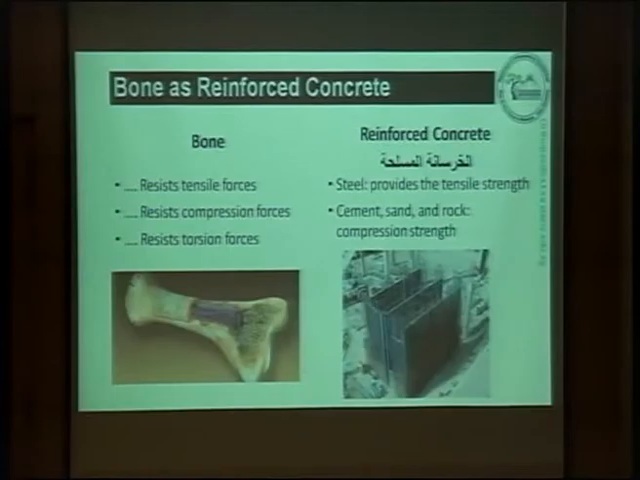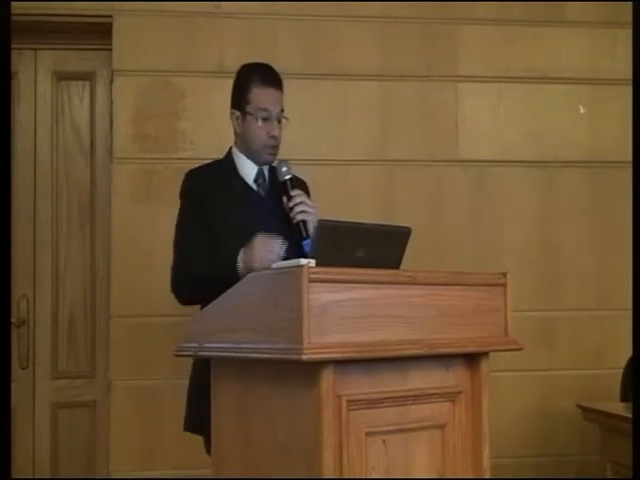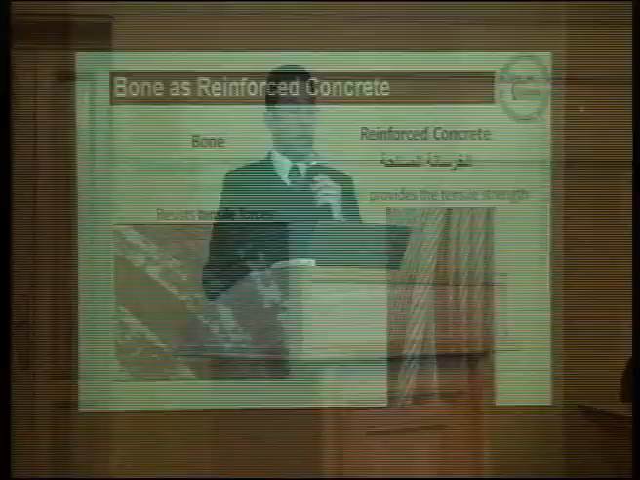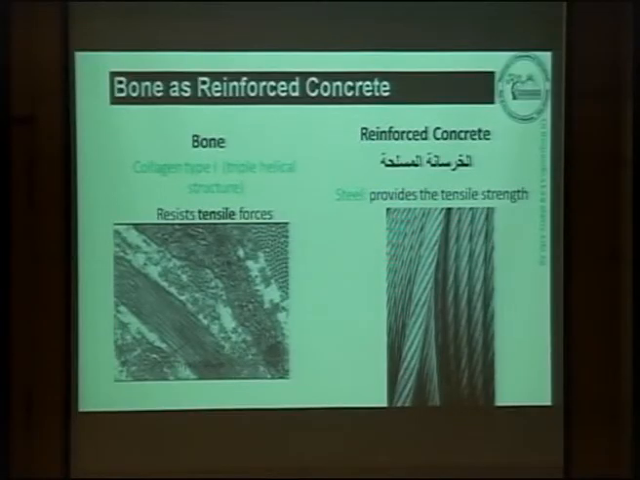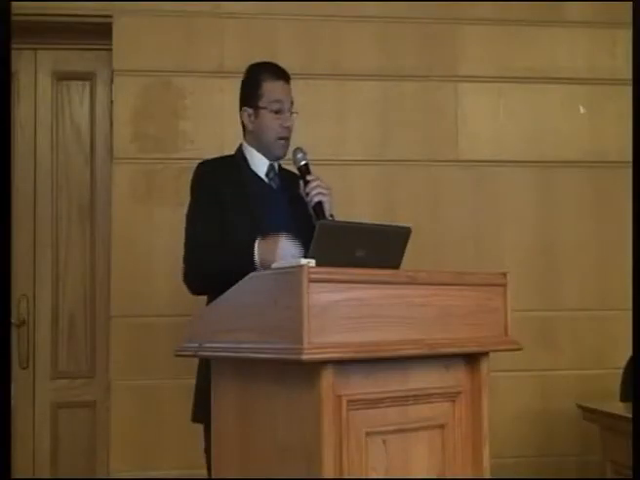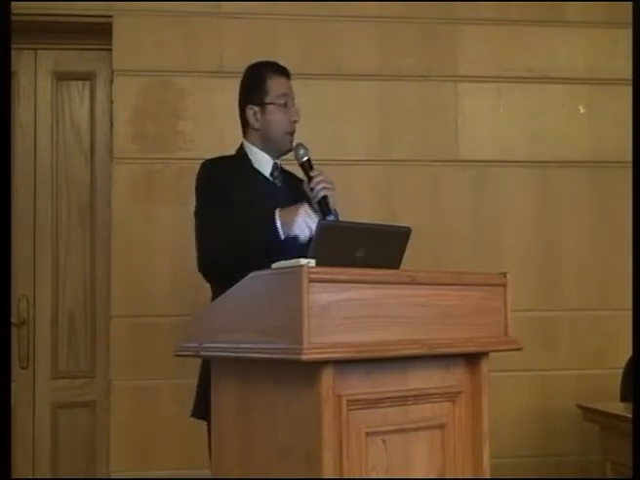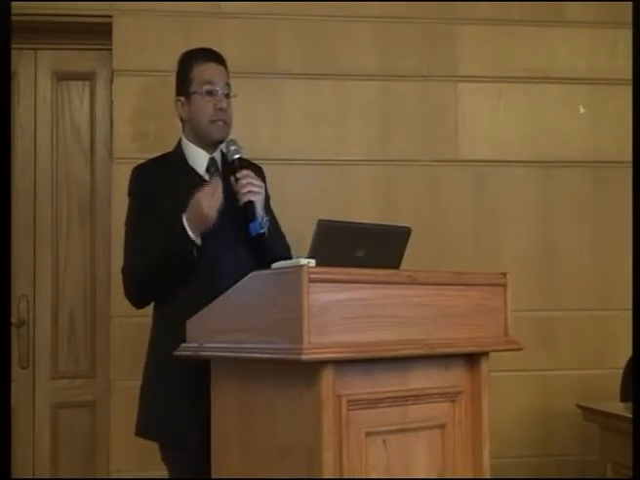So how is our bone adapted like this reinforced concrete? We need something to antagonize the tensile stresses, the compression stresses, and the torsional stresses. If we look at the bone, we will find that it has a structure similar to the steel that we use in normal buildings: collagen type 1, the triple helical structure protein. It runs longitudinally and is responsible for resistance of tensile stresses, exactly like the steel.